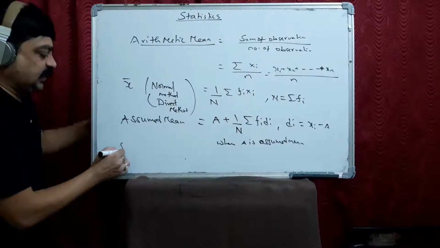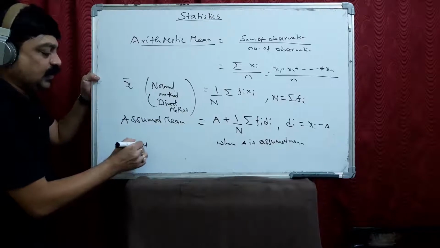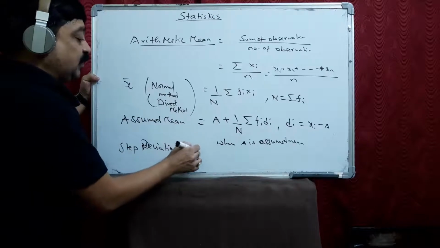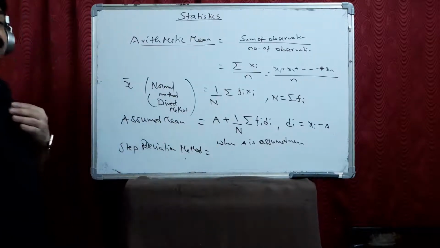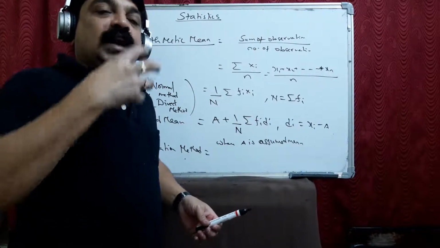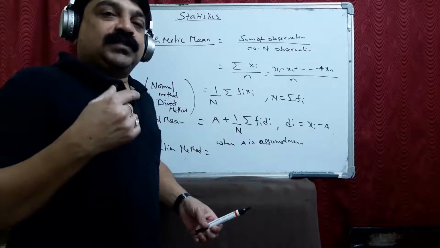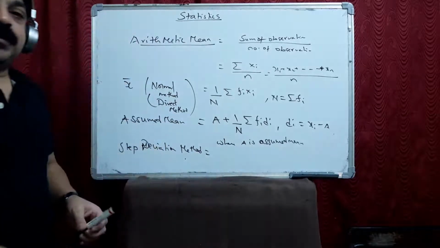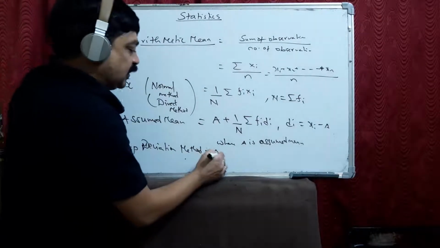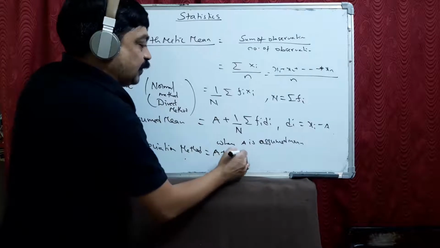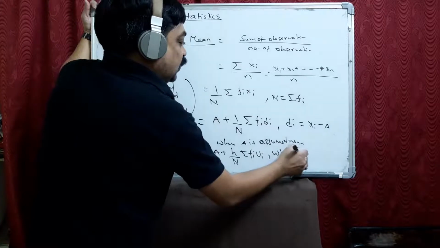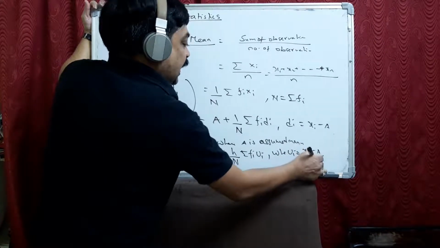Now, the step deviation method. This is the more important method, and I'll tell you why we use it. When the observations are very large and involve high multiplication, we use the step deviation method so that your calculations become simpler. The formula is a plus h by capital N sigma fi ui, where ui is equal to xi minus a by h.